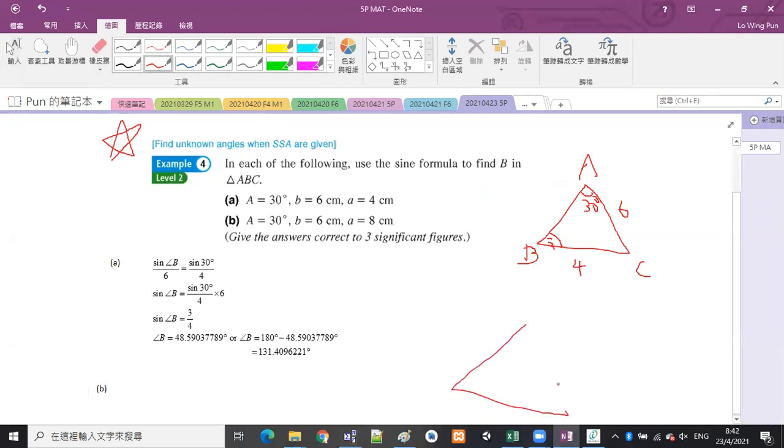So in Part B, we still have triangle ABC. It looks like a triangle. And then angle A is 30 degrees. And then length B is 6 cm. But this time, length A is 8 cm. Okay? And then I want to find angle B. Again, the question asks us to find angle B.